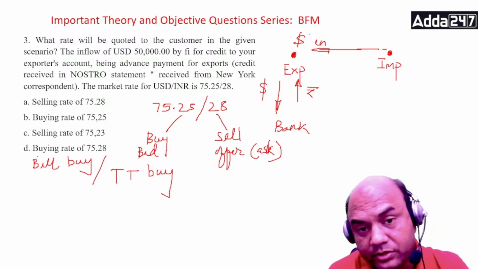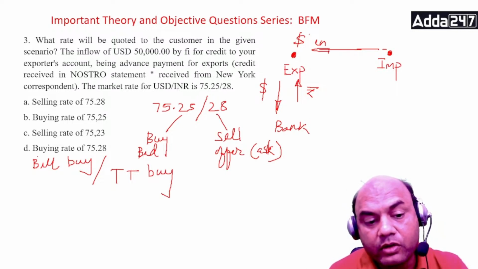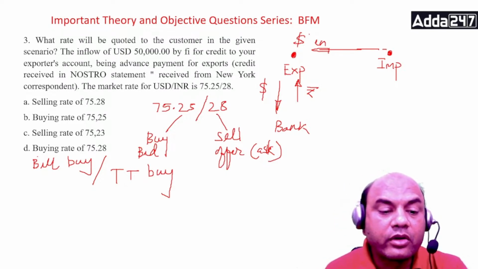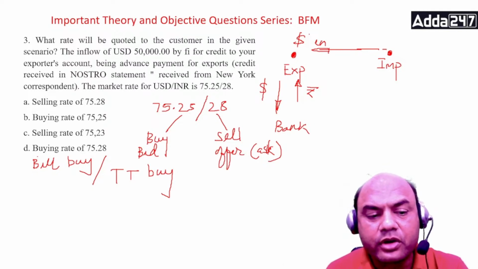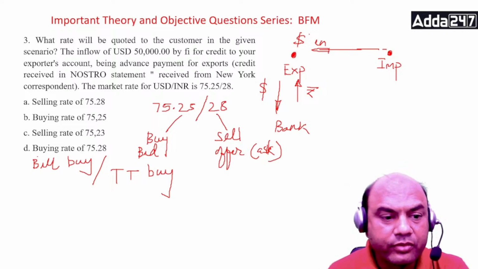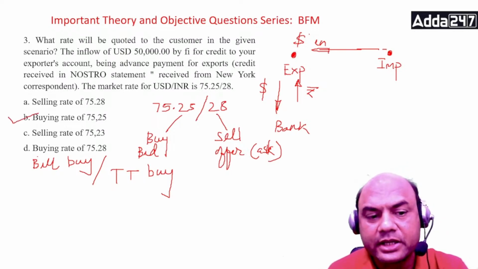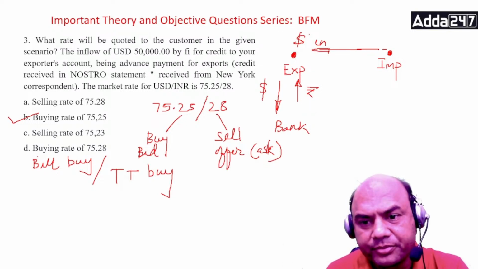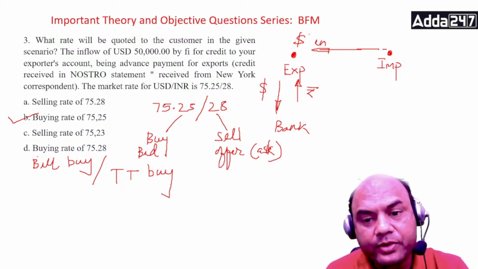I'll answer that also. Bill buying or TT buying? Tell me. For this question you have got the answer. The answer is buying rate of 75.25. Where is it? 75.25. B is the answer. You have got the answer. But the question is different now.